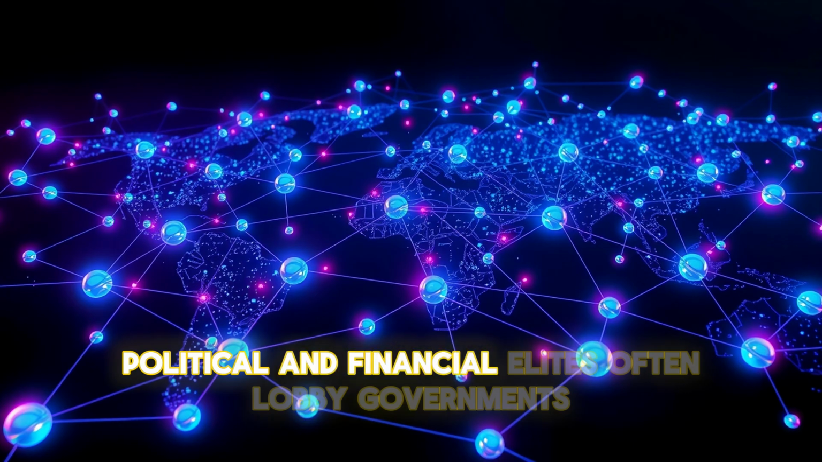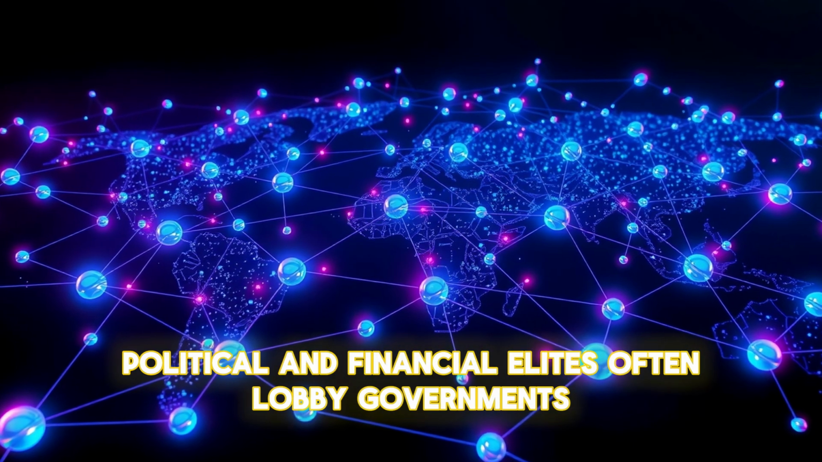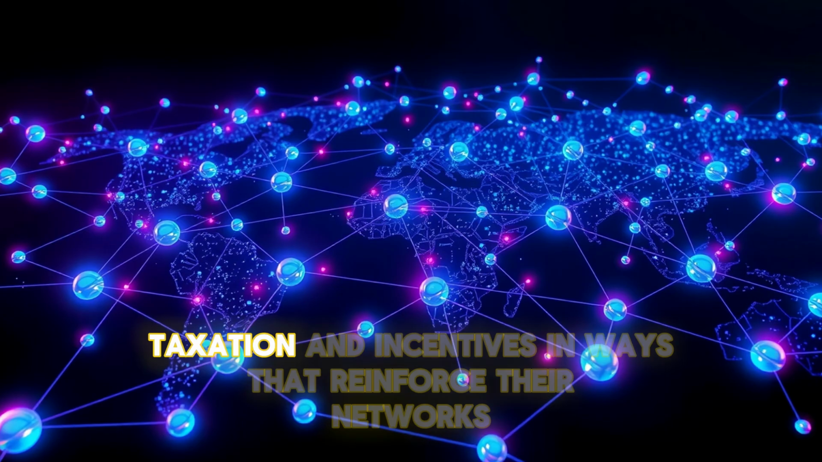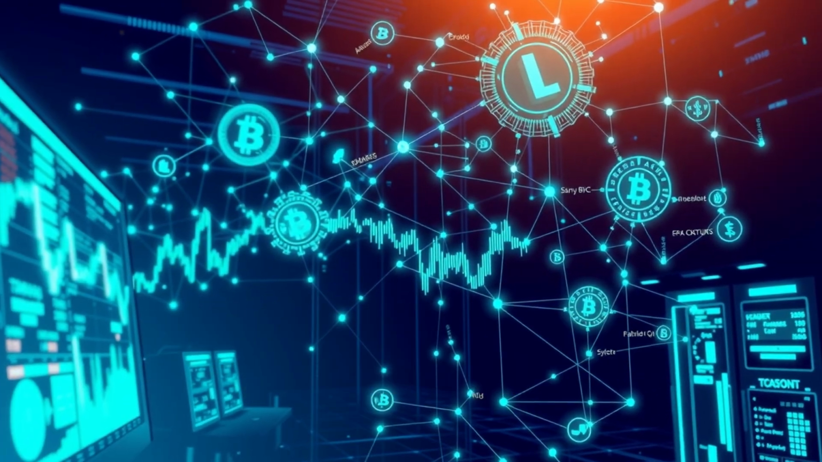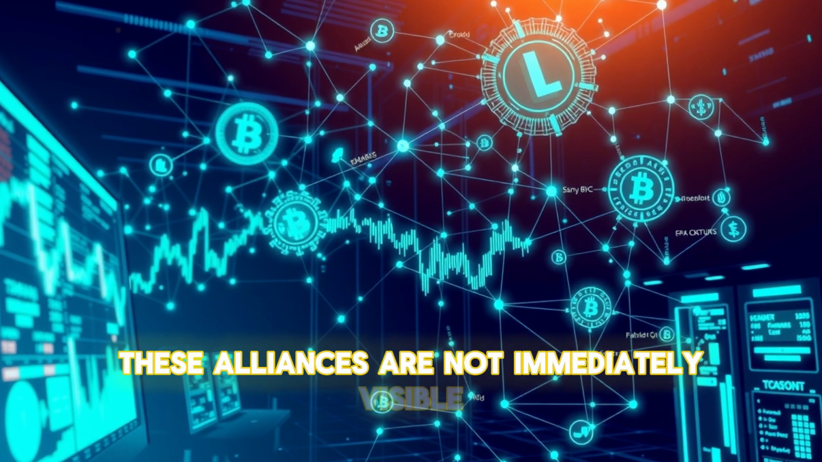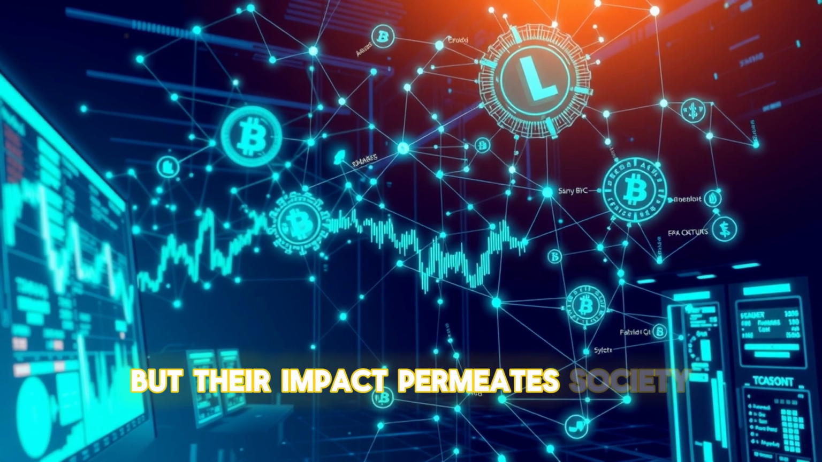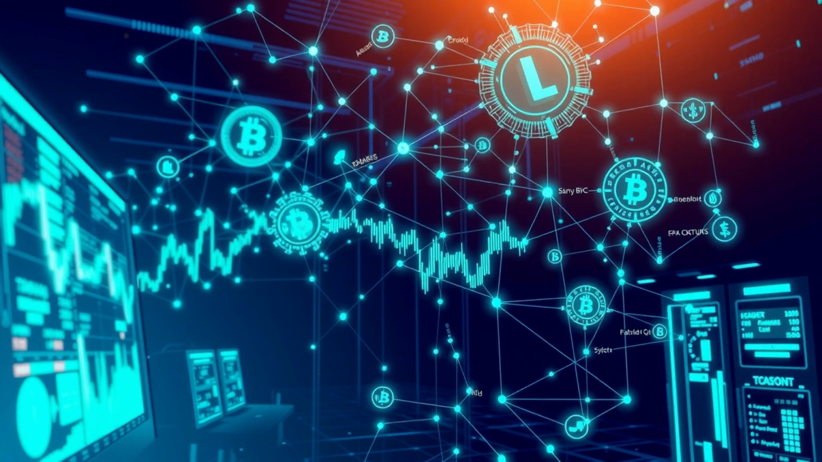Political and financial elites often lobby governments, shaping regulations, taxation, and incentives in ways that reinforce their networks. These alliances are not immediately visible, but their impact permeates society.